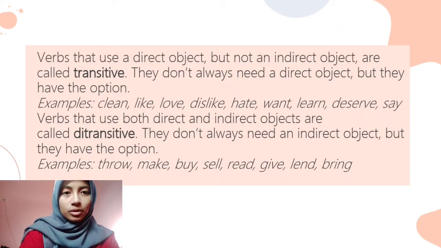Verbs that use both direct and indirect objects are called ditransitive. They don't always need an indirect object, but they have the option. Examples: throw, make, buy, sell, read, give, lend, and bring.